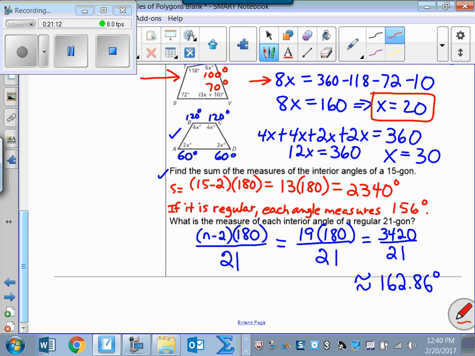We did the next one. Okay, this one here is the next one that I left for you to do, finding the sum of the measures of the interior angles of a 15-gon, or a 15-sided polygon. All I do is use my formula that I learned in the polygon angle sum theorem, 15 minus 2 times 180, and I get 2340. And then I just put this note here for you to help you remember that if this were a regular 15-gon, each interior angle would measure 156 degrees. And I believe we did the next one.